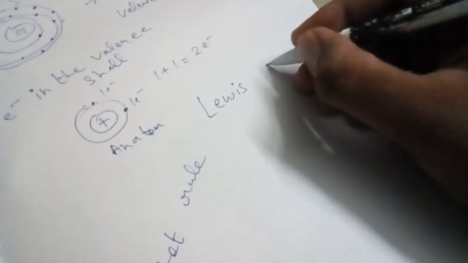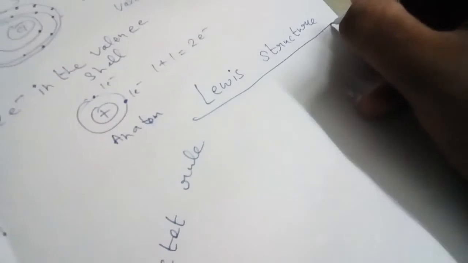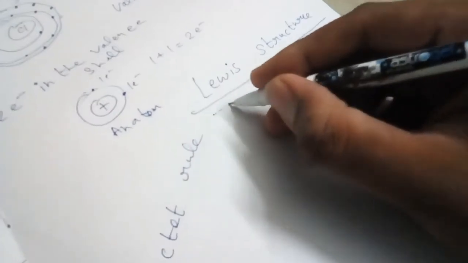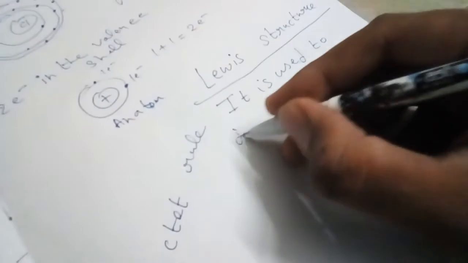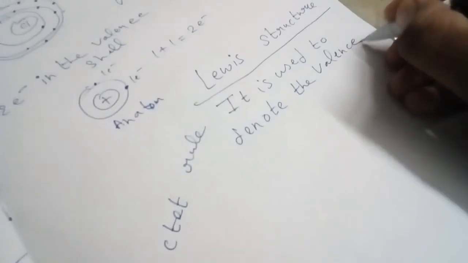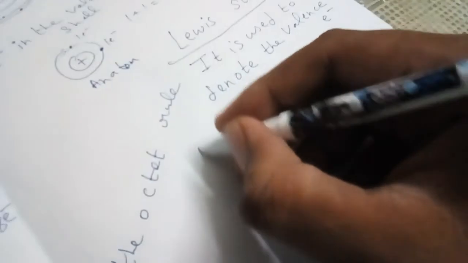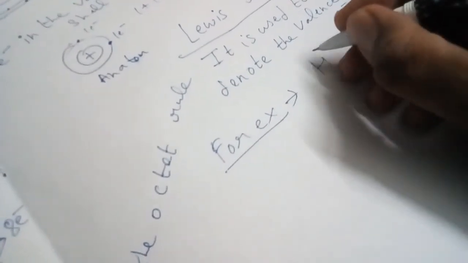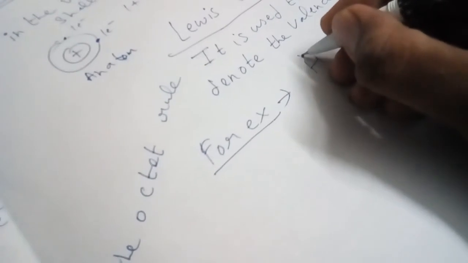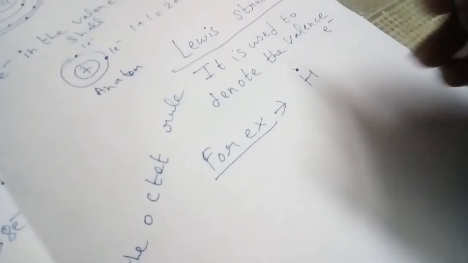Then the Lewis structures. Lewis structures are used to denote the valence electrons. For example, hydrogen. In the valence shell of hydrogen there is only one electron. Like this, hydrogen is represented.